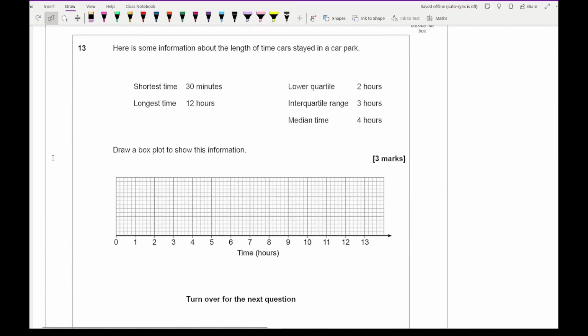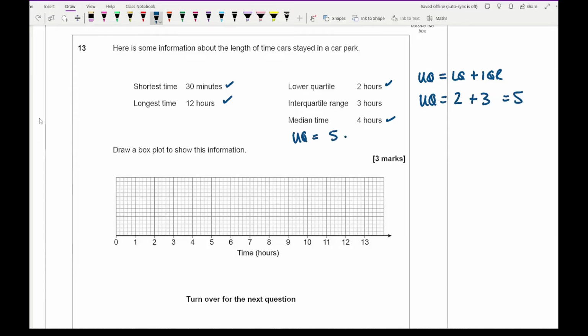Then with question 13, it says, here is some information about the length of time cars stayed in the car park, and what it's asking me to do is to draw a box plot, or box and whisker. So let's just double check we've got all the information. I know the shortest time, I know the longest time, the lower quartile, and the median, but I don't know the upper quartile. Now the upper quartile is the lower quartile plus the IQR. So the interquartile range is going to be 2 plus 3, which is 5. So the upper quartile equals 5.